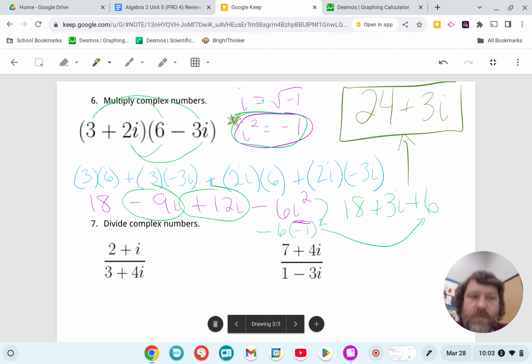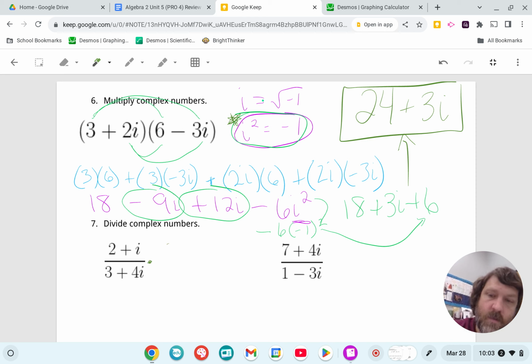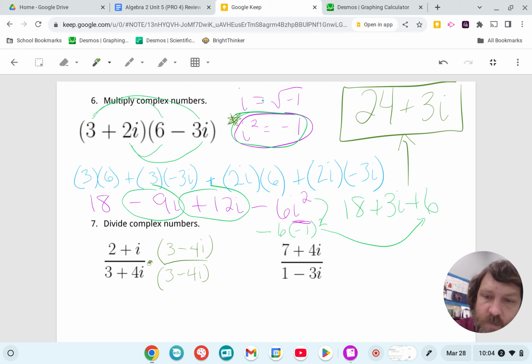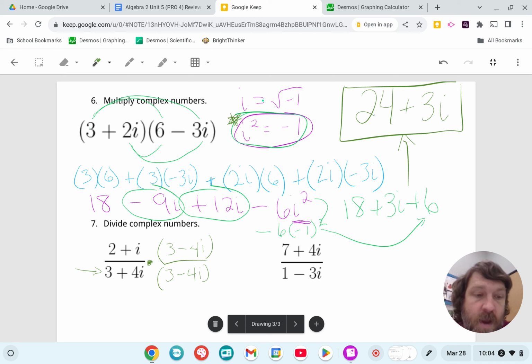Looking at the bottom section here, one thing you need to know is that you are not allowed to have i's in the denominator of your fraction, and that is what we're going to be working to get rid of. So we are going to multiply this and this on the top and the bottom. Now that is called the conjugate. A conjugate is when you take the opposite sign from the denominator, and you multiply both the top and the bottom by that.